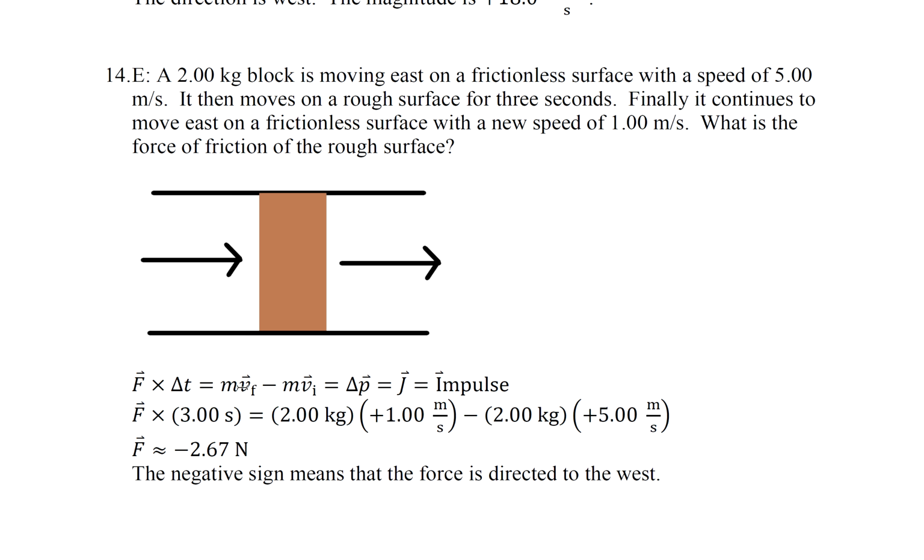v final is 1 meter per second. v initial is 5 meters per second. And the time is 3 seconds. It was on that brown surface for 3 seconds. So solve for F. So F equals minus 2.67. So the negative sign means that the force is to the west. So I said positive x is east or to the right.